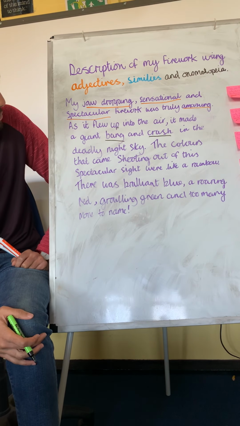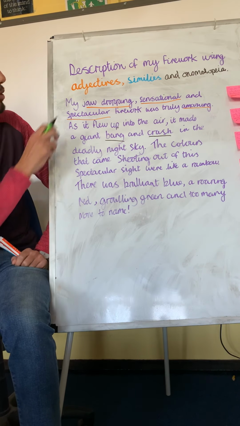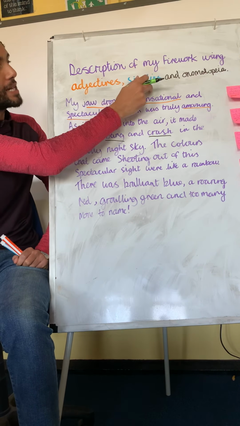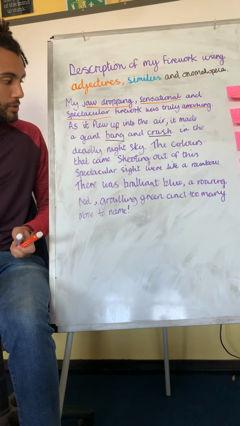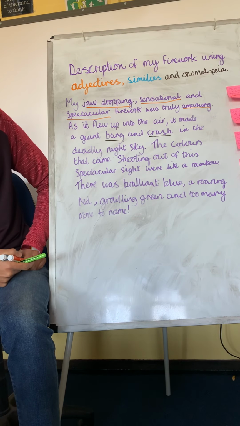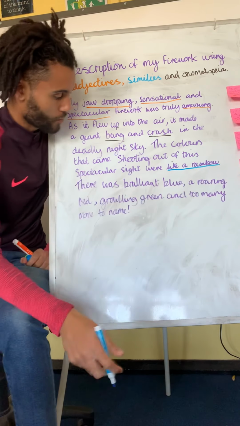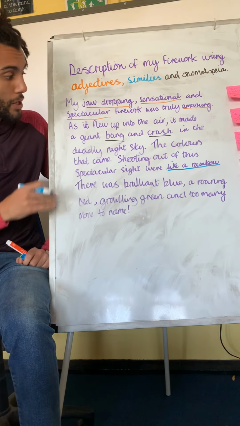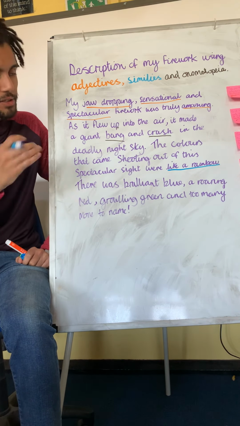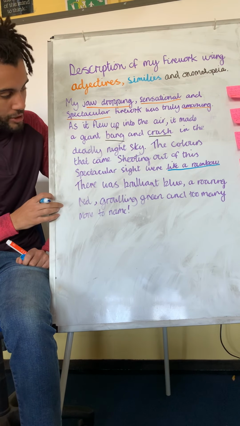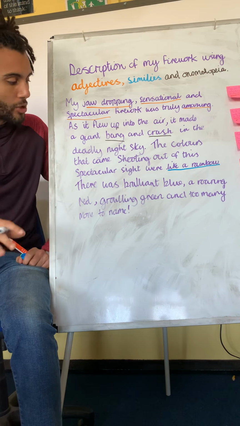The colours that came shooting out of this spectacular sight were like a rainbow. Again, which of these have I included here? Adjectives, similes, or onomatopoeia? Pause. Or we'll go straight through now. Of course, I have included a simile here. I've got like a rainbow. Again, if you're not too sure, you can use the parts that aren't underlined as a writing frame. Okay? If you think this is easy peasy, then you'll find this last part good as well. Let's read through this last sentence, then we can talk about what else you can do to make your writing even better.